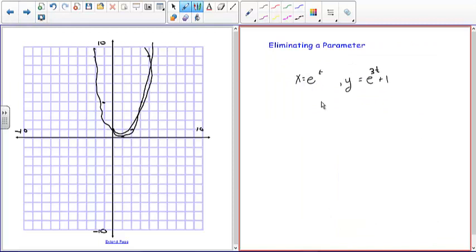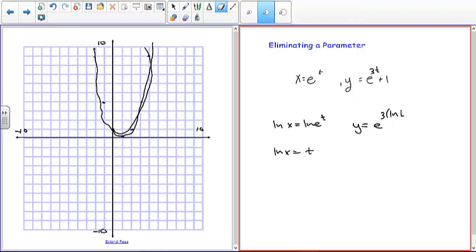Okay, so here's another example of eliminating the parameter. So again, I have to solve one of these for t. So the way you would do that is you would take the natural log of x is equal to the natural log of e to the t, which says the natural log of x equals t. And then I plug that into my second equation. So I get y is equal to e to the 3 times the natural log of x. Sorry. So t is the natural log of x.